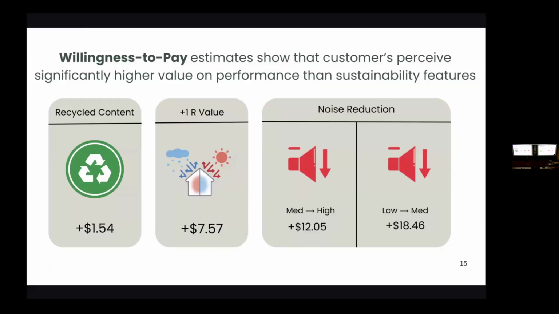From the data, we converted the results into willingness to pay estimates. The main takeaway here is that customers value performance much more than sustainability alone. For example, as you can see here, adding 1 R value is worth about $7.57 per kg, while recycled content is only worth about $1.54 per kg. And noise reduction has the strongest value, with $18.46 from low to medium and $12.05 from medium to high.